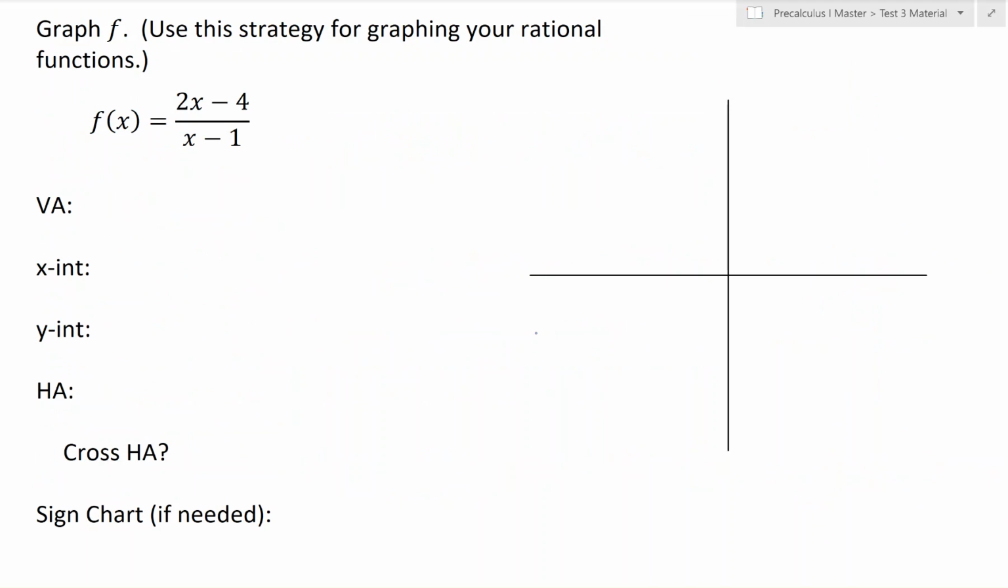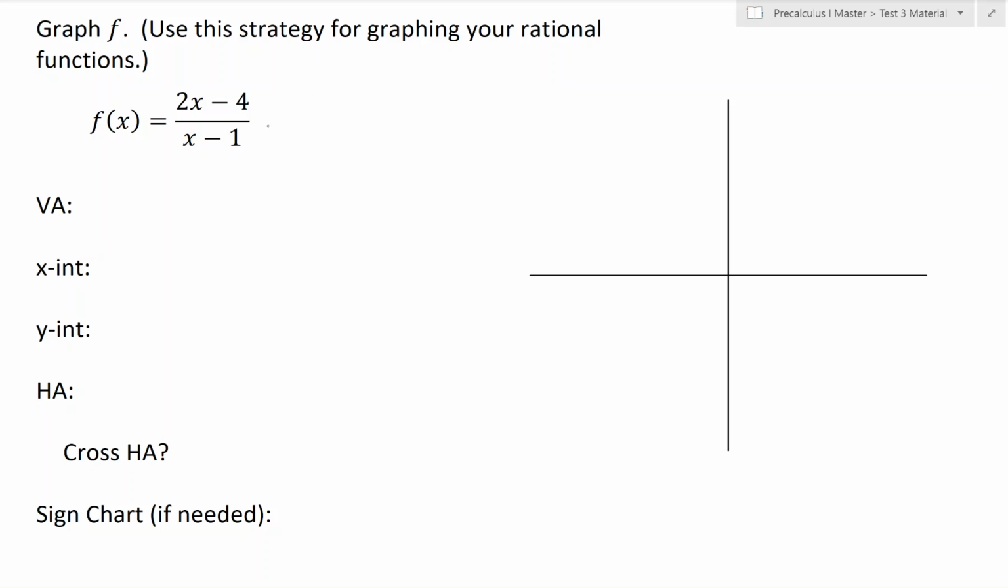Let's go ahead and get into graphing these. Let this be your strategy for graphing any rational function that you see. Anything that's in your homework, whatever strategy they ask you to use or whatever information they ask you for, just use this strategy in place of what they have. It's a full general strategy that you can use for all of these.